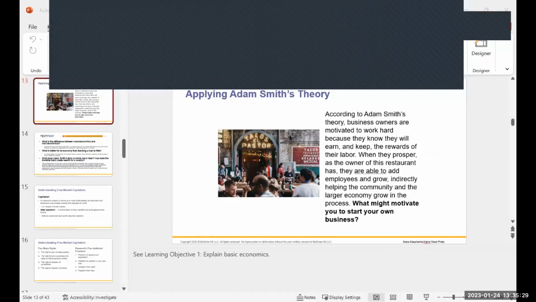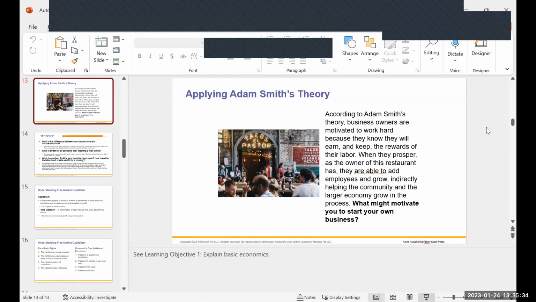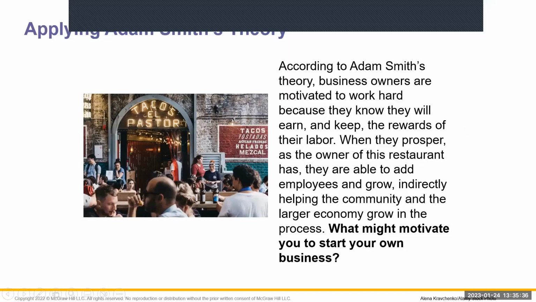Thank you. All right, so we were talking about Adam Smith, and a little more, just real quick about him. According to his theory, and he talked about this in the video, business owners are motivated to work hard because they know what they'll earn, and they get to keep the rewards of their labor. When they prosper, other people in the economy prosper. As the owner of this restaurant has, they're able to add employees and grow. So they're actually putting money into the economy as they grow.